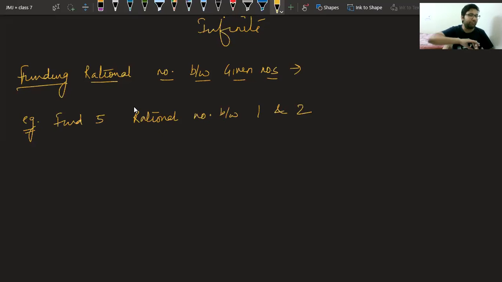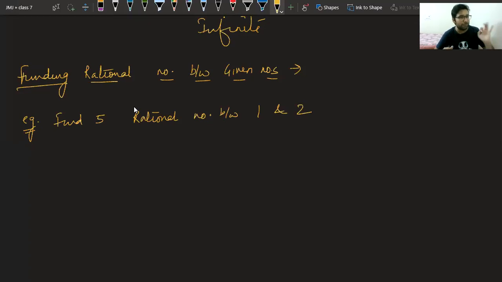We can have infinite rational numbers between 1 and 2, but the question is asking only 5. So let us understand how to write these 5. Rishi, you are okay, but these are decimals. We have to write in the fraction form. Don't write in the decimal form.